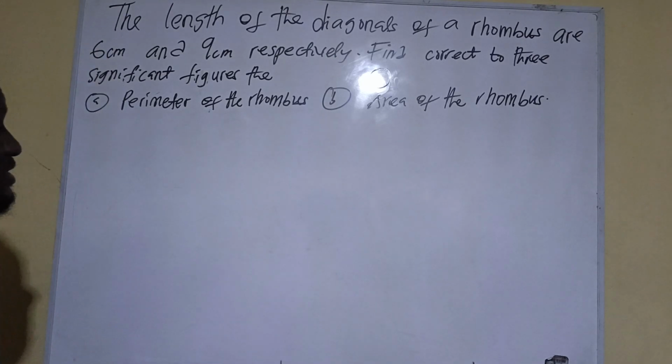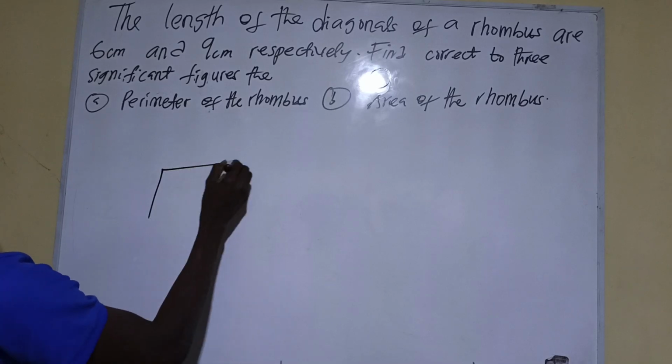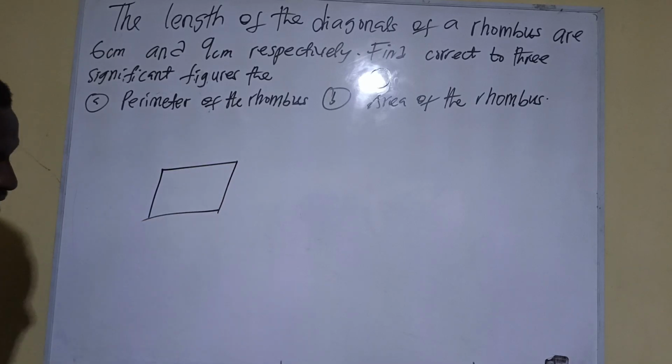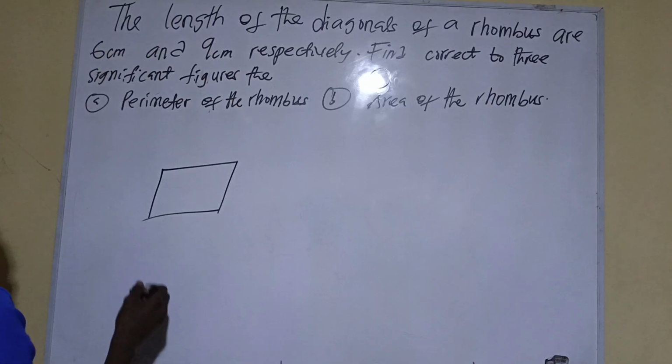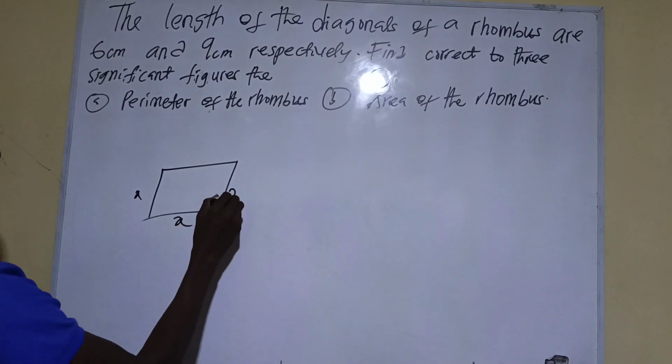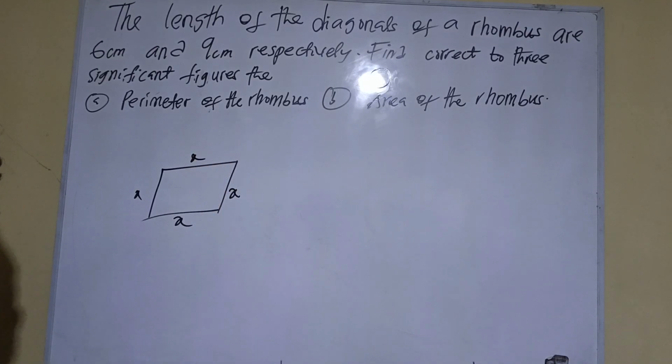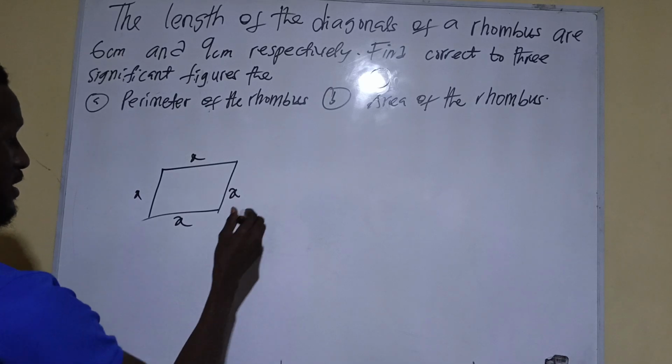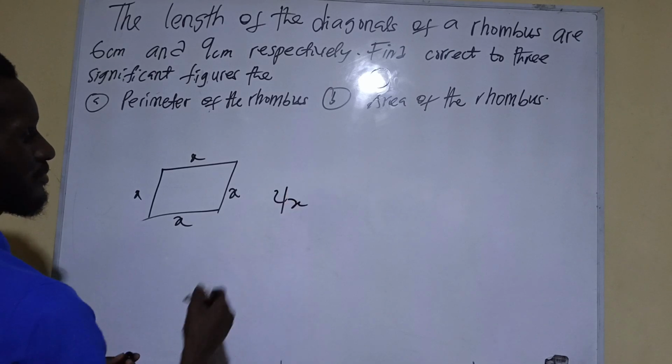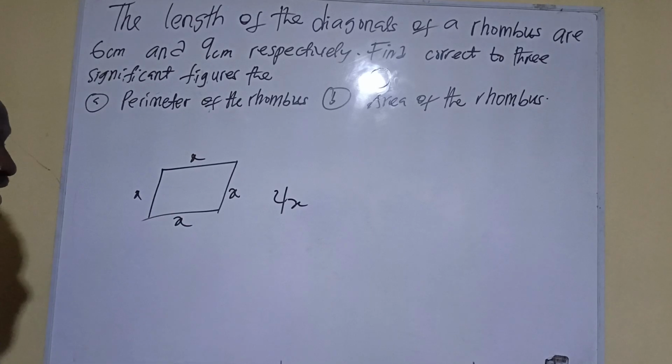Don't forget that a rhombus is just like a square with all the sides equal. It's a slant square with all the sides equal. So if one side is x, the others are also x. The perimeter of a rhombus is 4x. If I use L to represent the length, then it's 4L.